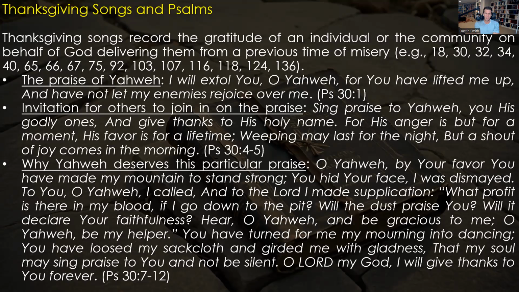God had hid his face from the psalmist and he was dismayed. He called out and he's like, look, what benefit is it if I go down to the pit, if I go down to the dust? Can I praise you there? Can anyone praise you there? Can anyone declare your faithfulness? If you want me to continue praising you, you got to rescue me.